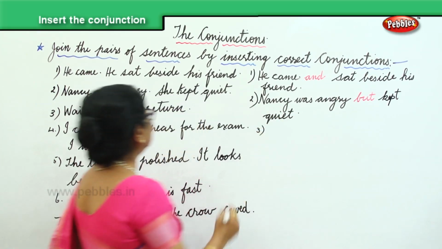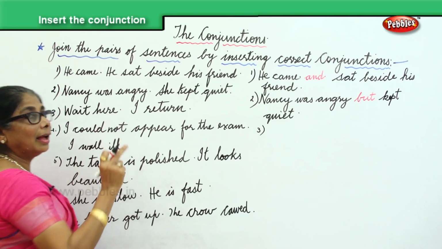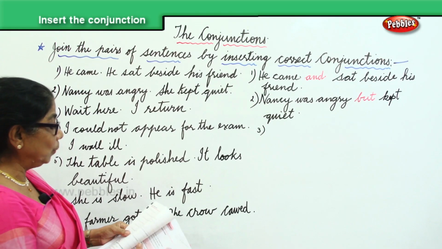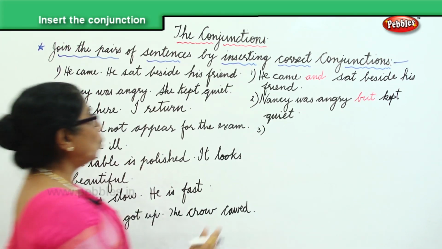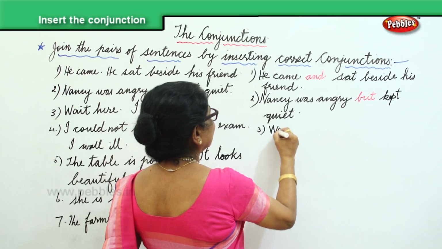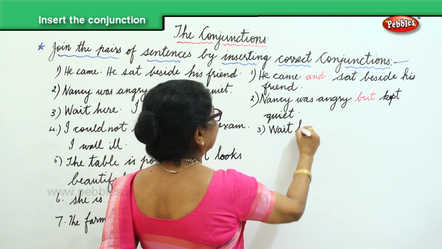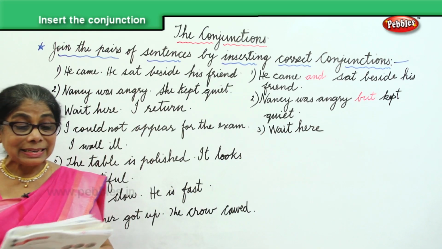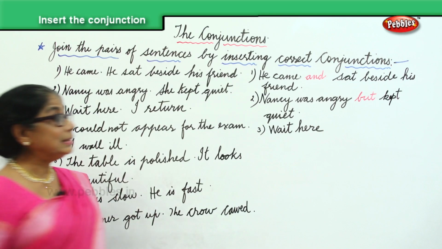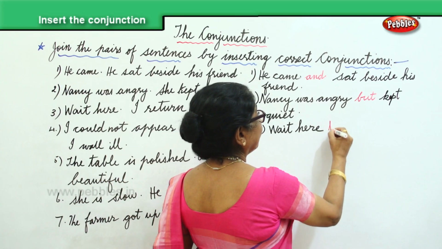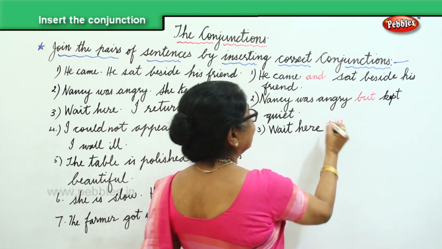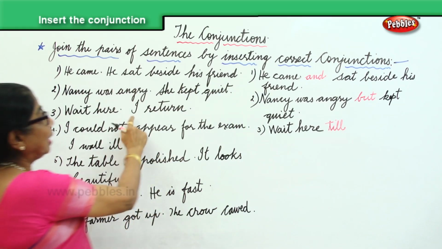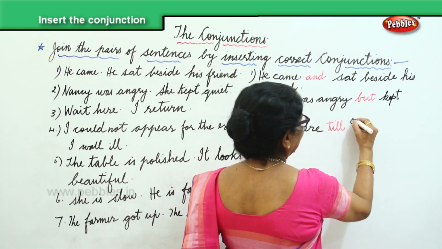Third one. What's the third one? Wait here. I will return. What is the word we are going to insert here? Till. Wait here till I return.